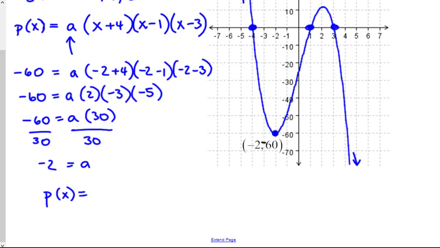Which means my polynomial p of x is now equal to -2 times x plus 4 times x minus 1 times x minus 3. And just leave that in factored form. You certainly could multiply it out to a third degree expanded polynomial, but it's not necessary. This shows me everything that you need to know. In the homework, the problems there only want the answer in factored form as well.